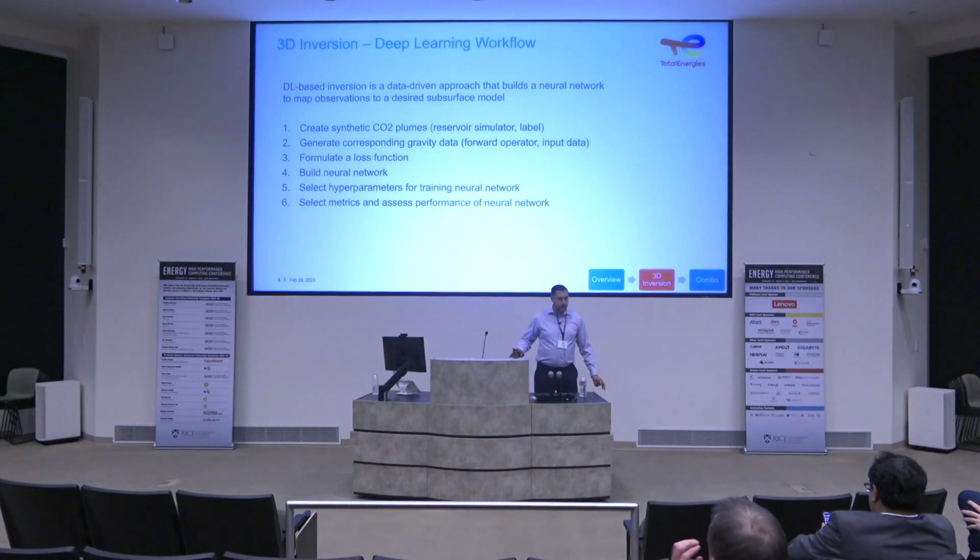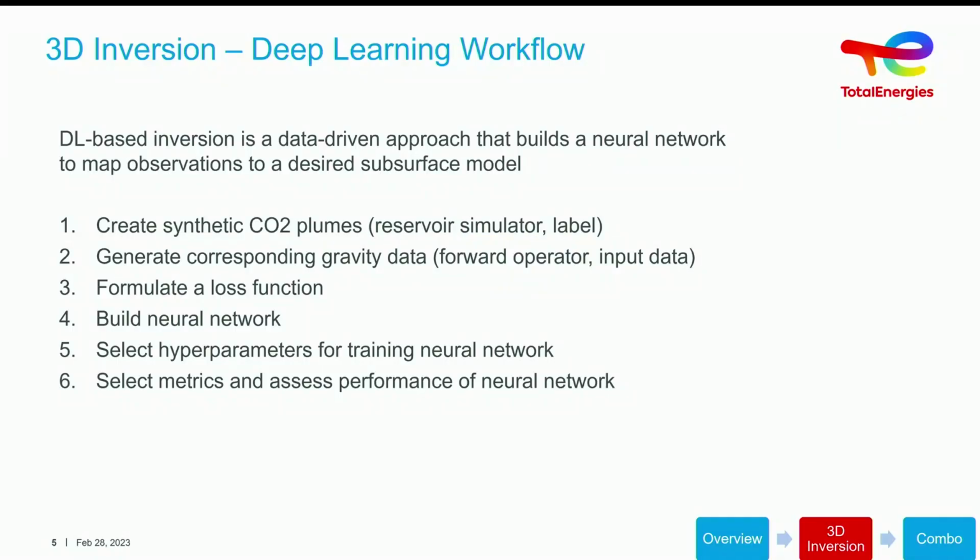So now that we have an overview of the problem, I'm going to go ahead and talk about the workflow we apply for this deep learning-based approach. So to start, we're going to generate some synthetic CO2 plumes via a fluid flow simulator. We'll then take all of these plumes that we generate, apply the forward operator to create the corresponding gravity maps. We'll formulate a loss function to minimize during training. We'll actually design and build out our neural network, select some hyperparameters, and then finally select some metrics to assess the performance of our inversion method.